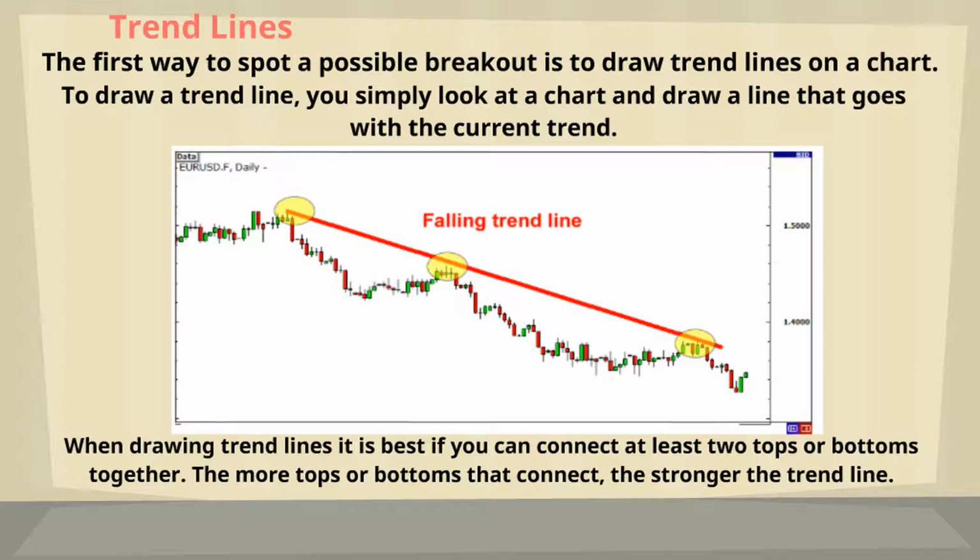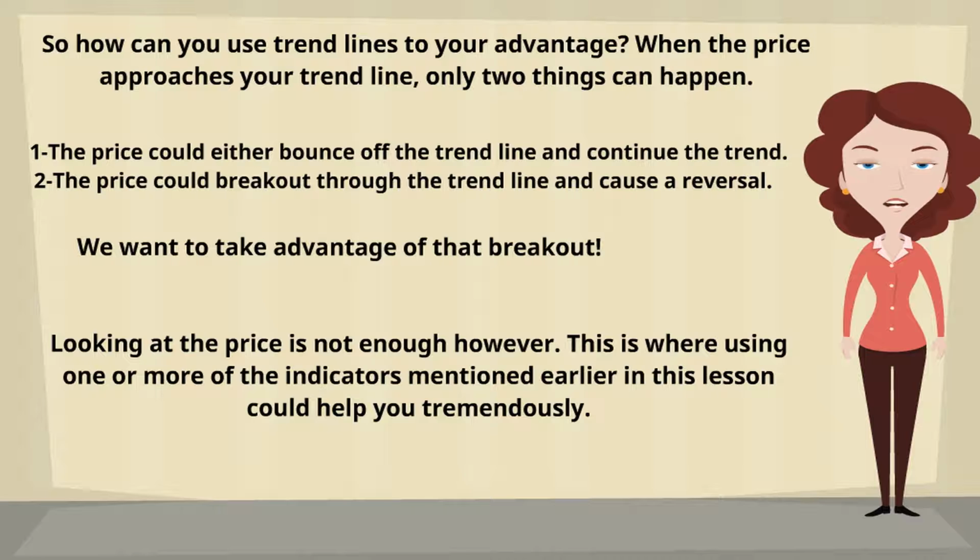The more tops or bottoms that connect, the stronger the trend line. So how can you use trend lines to your advantage? When the price approaches your trend line, only two things can happen. First, the price could either bounce off the trend line and continue the trend. And second, the price could break out through the trend line and cause a reversal.